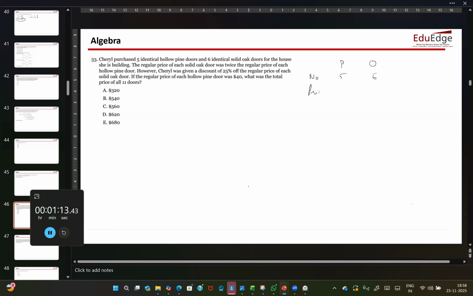So the numbers are 5 and 6. Prices are, can I say X and 2X? But on 2X, there is a discount of 25%. So I need to multiply by 0.75. And now they're saying hollow pine door is 40. So this is 40. So this becomes, can I say 1.5x? So this becomes 60. And now the total value will be 5 into 40 and 6 into 60. So that's your 560.